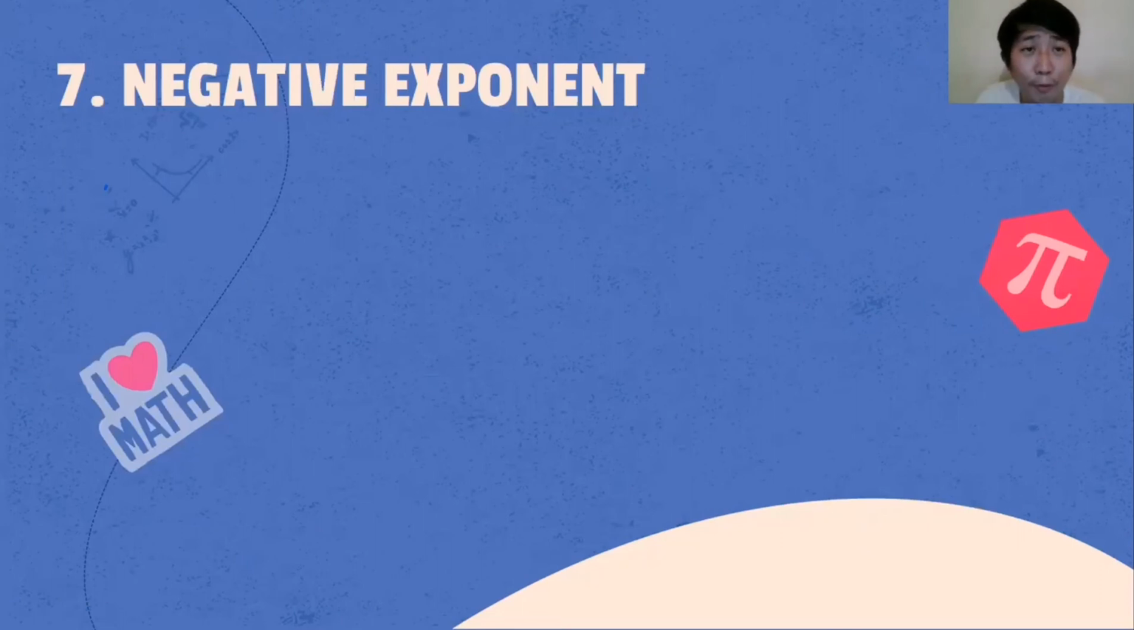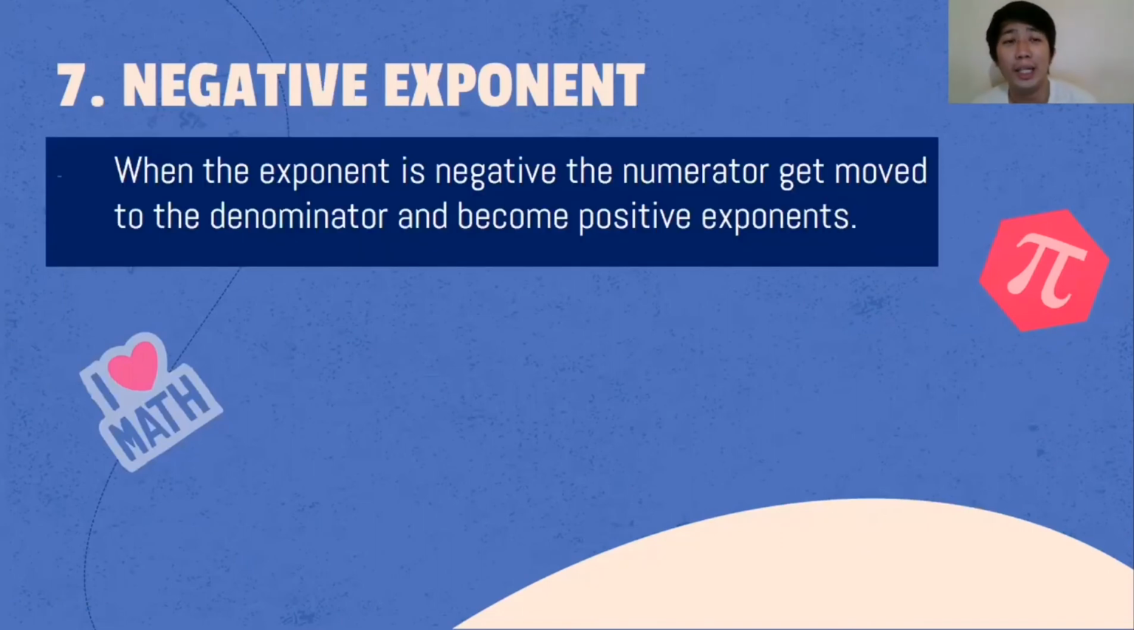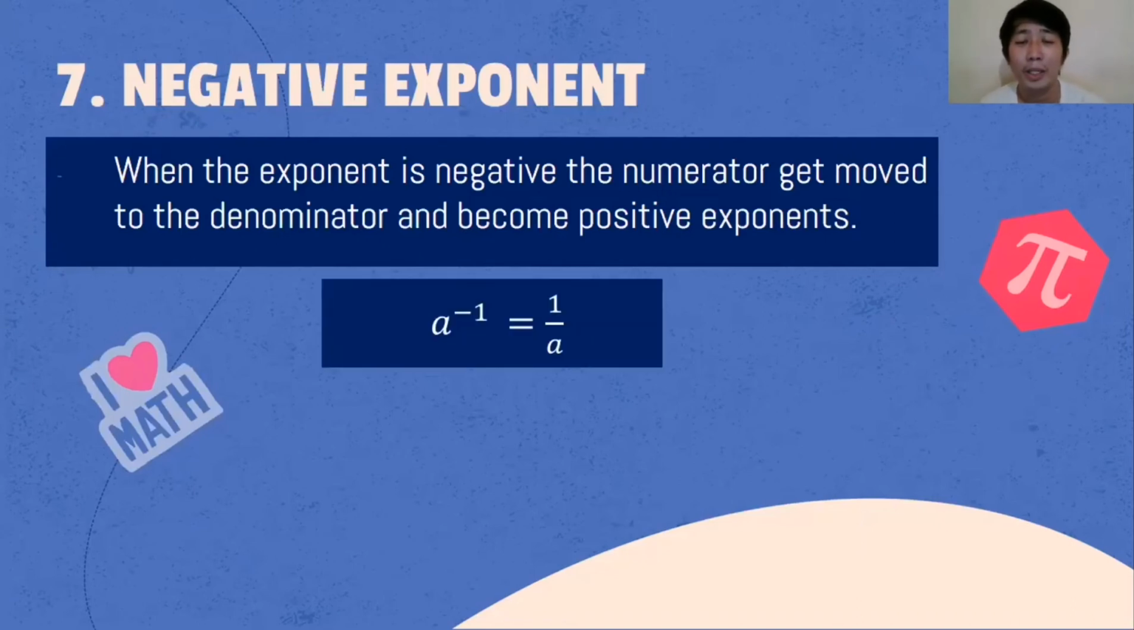Okay, the last rule for today, negative exponent. What is a negative exponent? When the exponent is negative, the numerator gets moved to the denominator and becomes a positive exponent. Example, a raised to negative 1. In order for us to have a positive exponent, we need to bring it down. So from negative, it becomes positive. So it will become 1 over a.